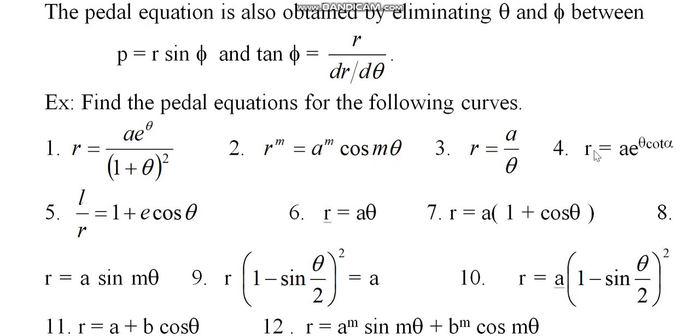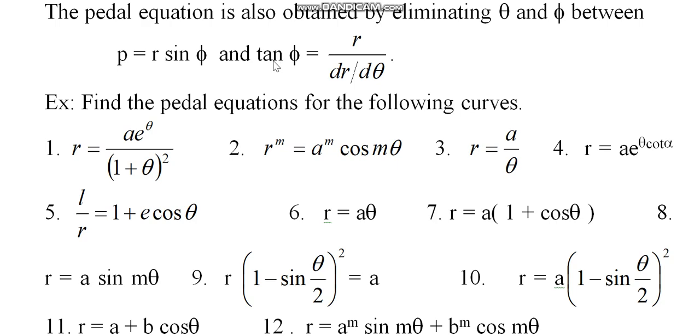Fourth equation is r is equal to a into e power theta cot alpha. And fifth equation, let us write l is equal to r into (1 plus e cos theta). Sixth one is r is equal to a into theta. Seventh one is r is equal to a into (1 plus cos theta). And eighth one is r is equal to a into sin m theta, and so on. So try to obtain the pedal equations for these curves.